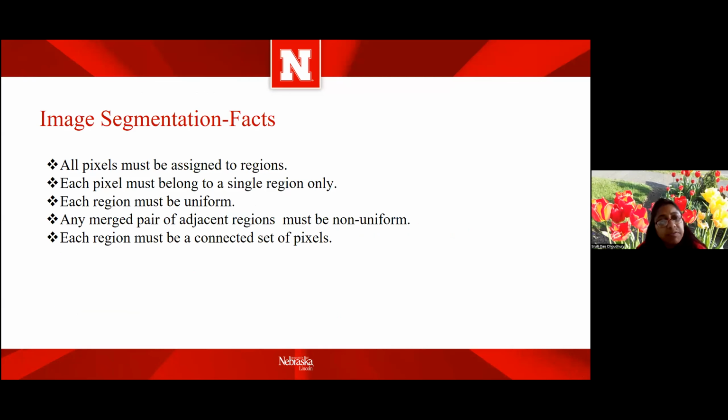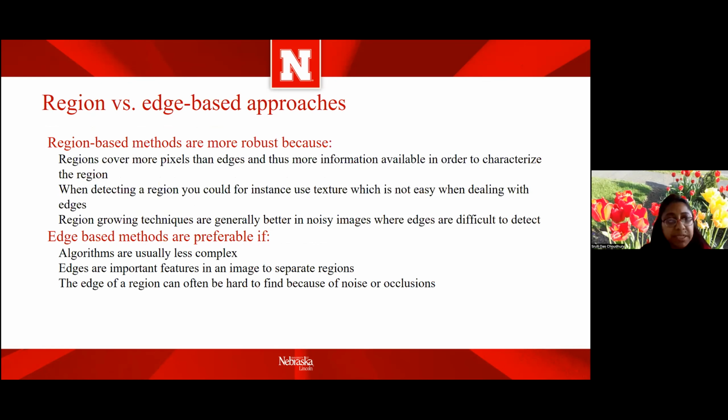Some of the important facts of image segmentation: all pixels must be assigned to regions. Each pixel must belong to a single region only. Each region must be uniform. Any merged pair of adjacent regions must be non-uniform, and each region must be a connected set of pixels. So these are some important facts of segmentation.